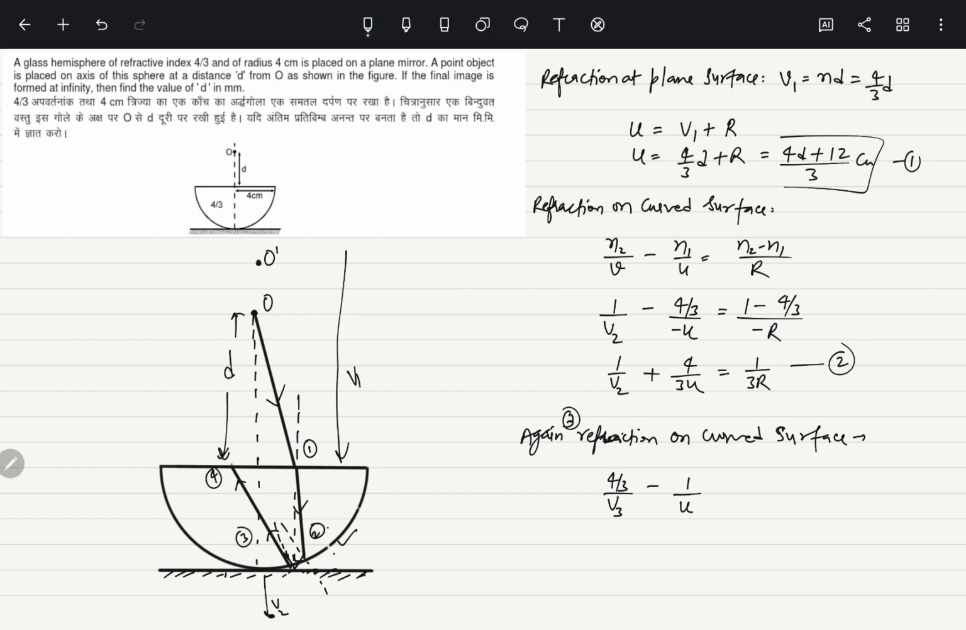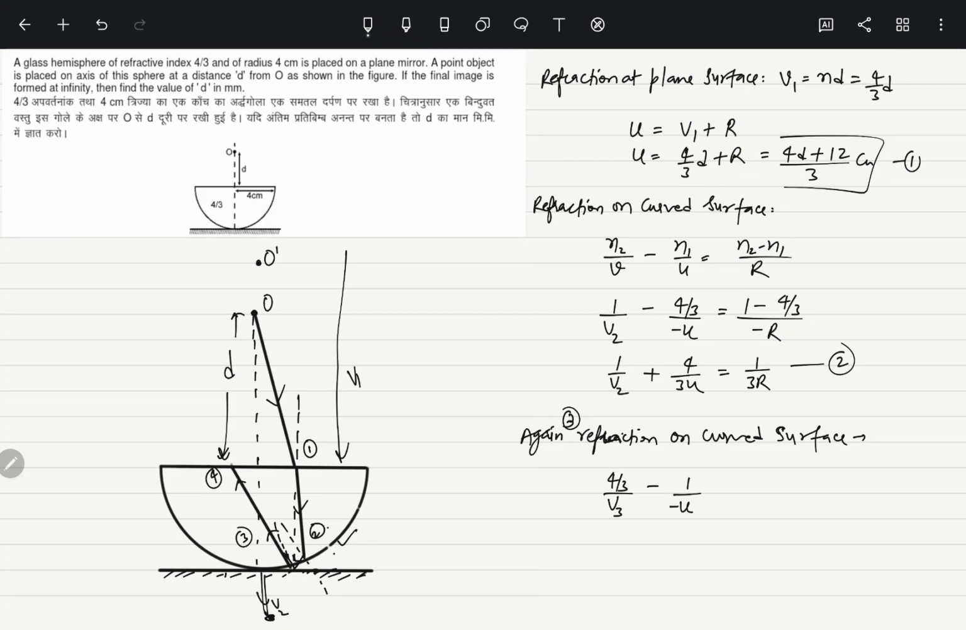Okay, and sorry, this will be negative. Sorry, negative it is. Why? Because this is a curved surface and the object is here, so we have to measure the distance going down, right? And the rays are opposite, right? So it will be negative.